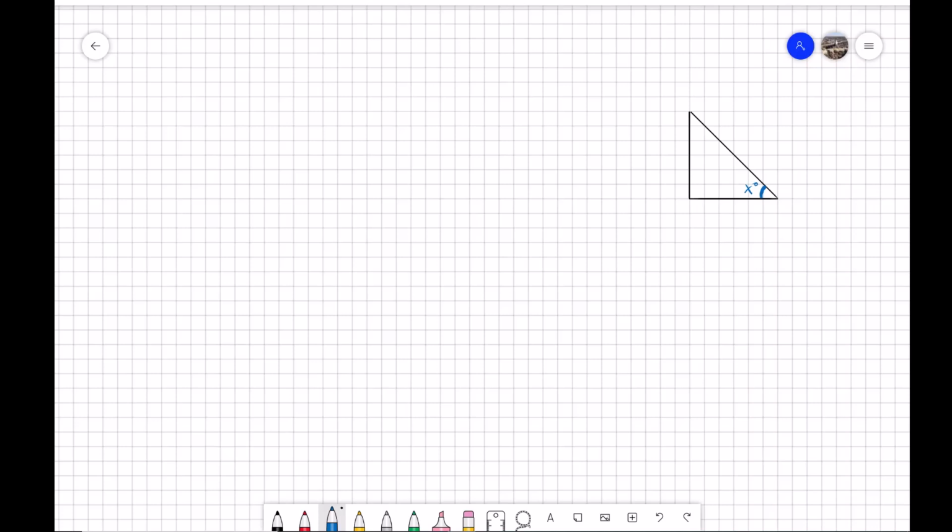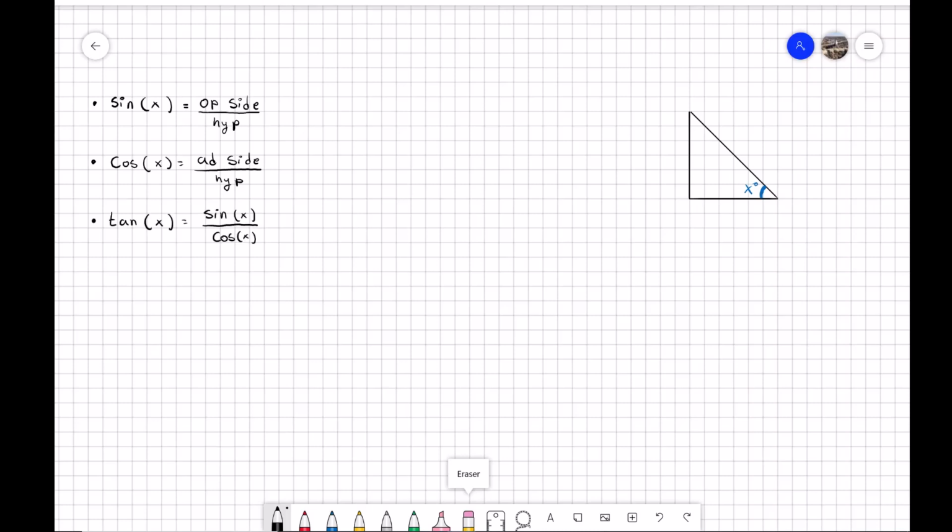Okay, we got introduced to the main trigonometric functions. Now let's see the rest of them. We got the sine of any angle, which we know is the opposite side over the hypotenuse. We also know the cosine, which is the adjacent side over the hypotenuse. Then we have the tangent, which is the sine over the cosine.